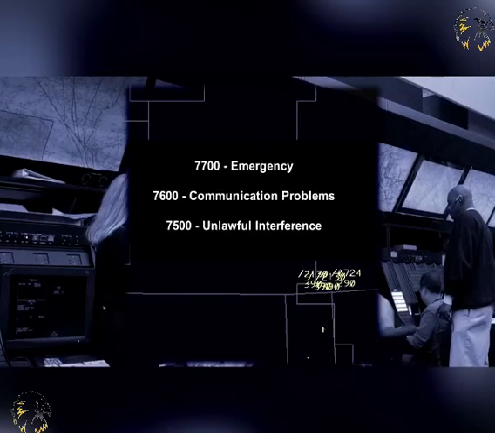You have already learnt that some SSR codes are specifically assigned to particular circumstances. You will remember 7700 signifying an emergency, 7600 signifying communications failure, and 7500 signifying unlawful interference. But there are also other codes that are state-specific. These will be registered in the regional air navigation agreements of countries, and their use will be compatible with other adjacent states.